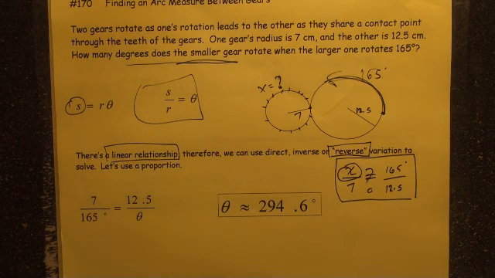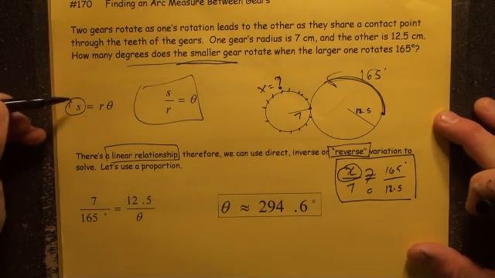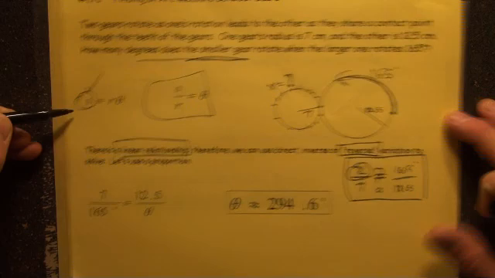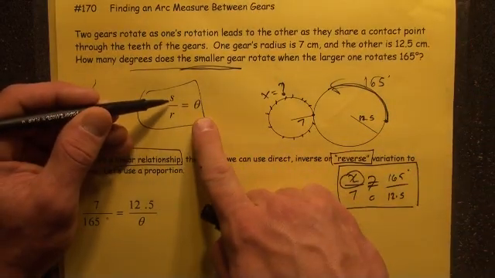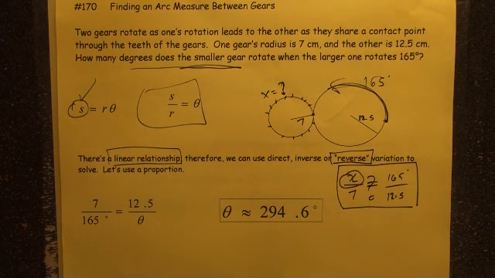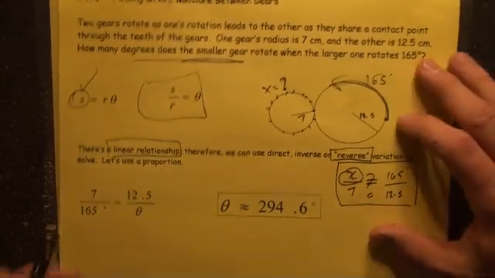There's another way to do this. You can actually go through and find the arc length value of the larger gear and then set it equal to the smaller gear, and you can solve for theta that way as well. But you can definitely set up a proportion. And in fact, of course, we really didn't even have to do this.